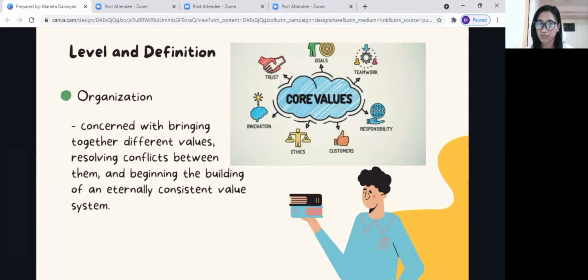Next level is organization. What is organization? This is concerned with bringing together different values, resolving conflicts between them, and beginning the building of an internally consistent value system. The learner here will now prioritize the different values that can be used to resolve conflicts that they may encounter in different situations. A person in this level not only prioritizes for himself or herself, but also for other people. For example, the learner may identify the advantages of learning English or the parts of speech, wherein they use this in communicating with other people.